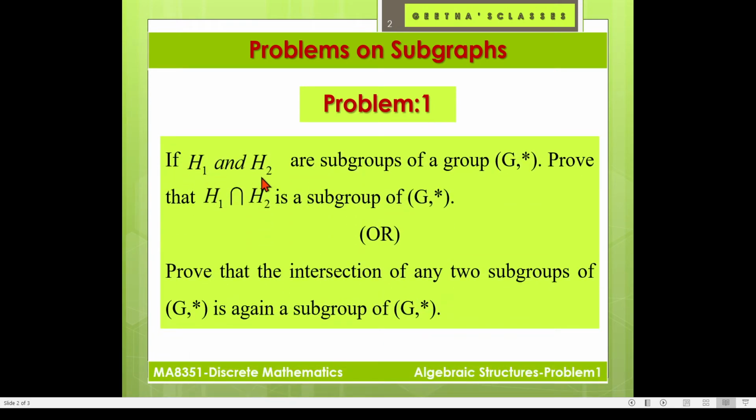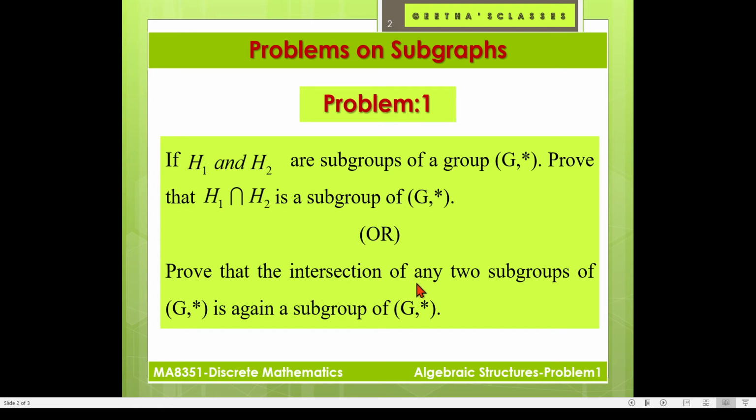If H1 and H2 are subgroups of a group G, star, prove that H1 intersection H2 is a subgroup of G, star. So, given H1 and H2 are subgroups of group G, we are going to prove H1 intersection H2 is a subgroup of G. It's an important university question. Prove that, this question can be asked like this also.